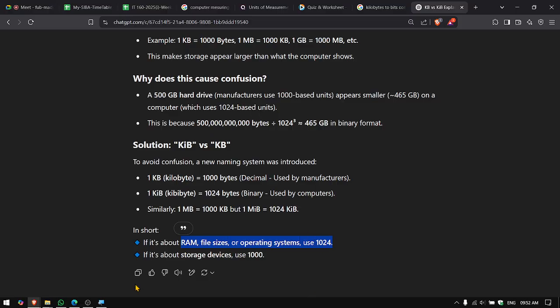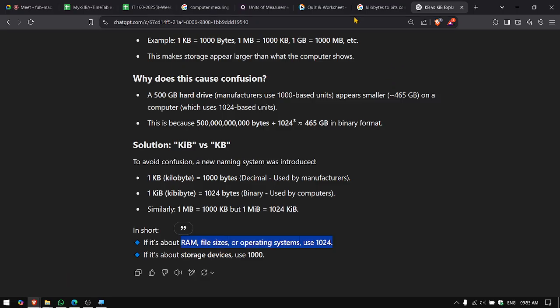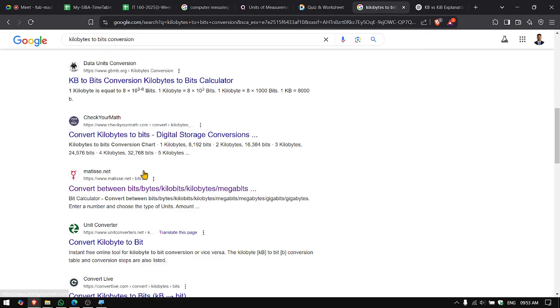If it is about storage devices, you can use 1000. If it is about memory, in the sense of RAM, files or the operating system, use 1024, right? So you can remember both terms. Since this is about memory, basically the RAM and the OS, please use 1024. It's better. All right, so let's do some little conversions. You also have online converters, and I think you have got the point, right?